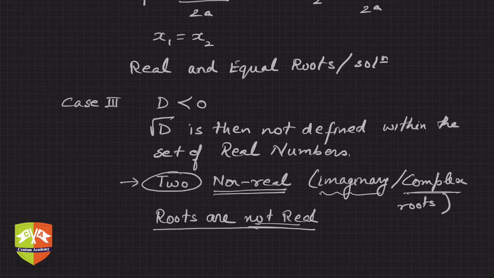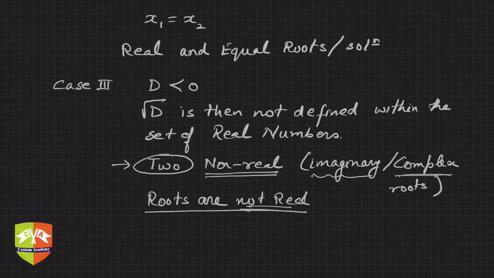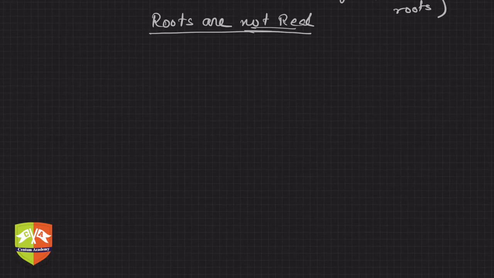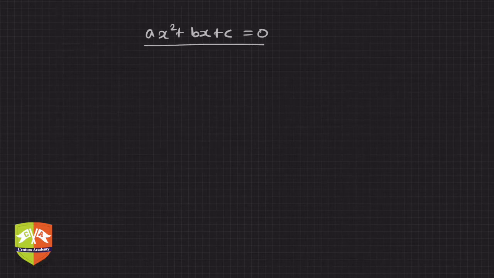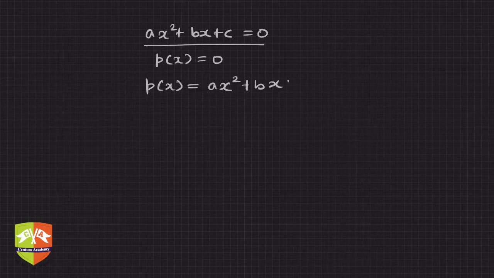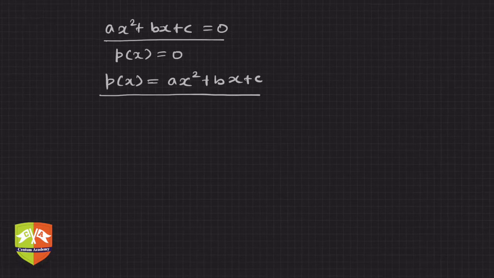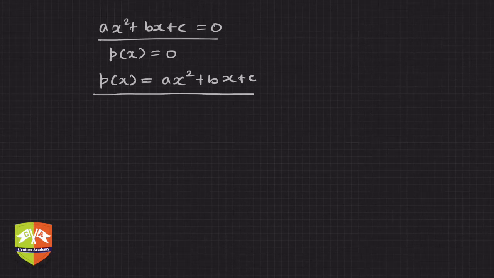Now, we also want to visualize this somehow. So what does this mean? If you remember our equation, ax² + bx + c = 0, this can be said to be p(x) = 0, where p(x) is a quadratic polynomial, ax² + bx + c. So a quadratic equation is nothing but you equate a quadratic polynomial to 0, and you'll get a quadratic equation.